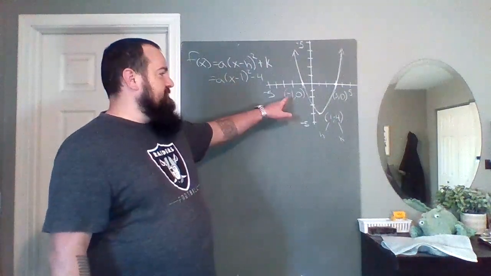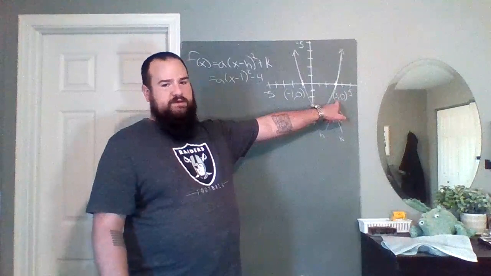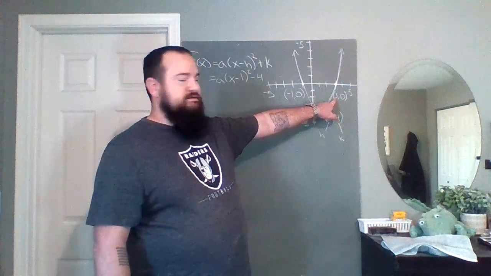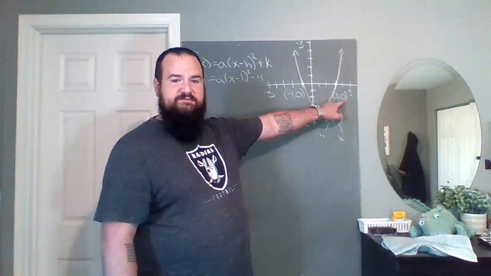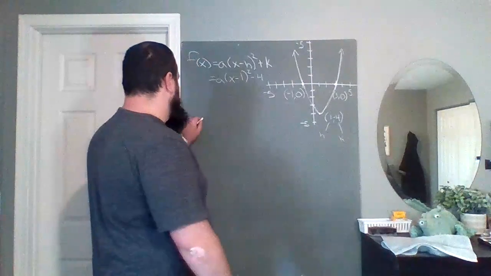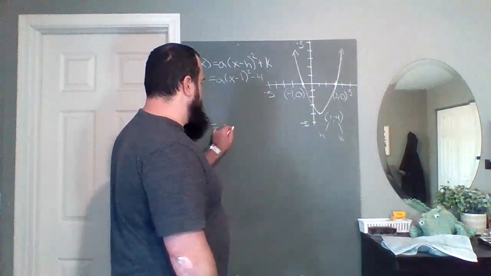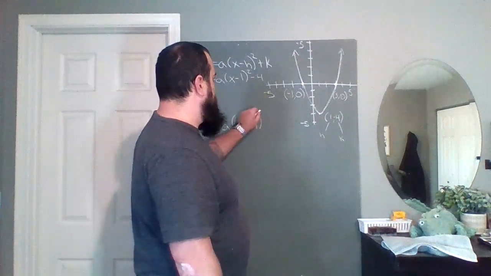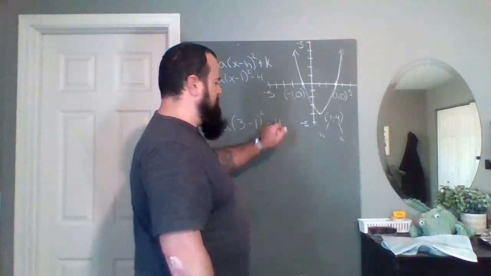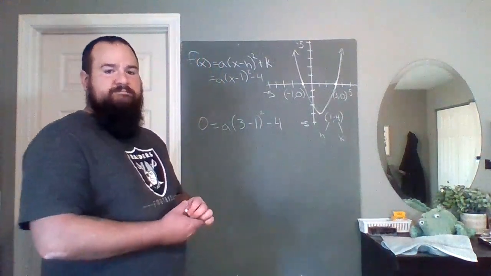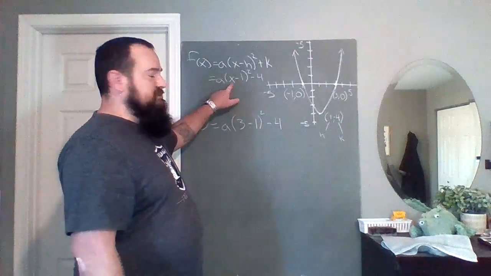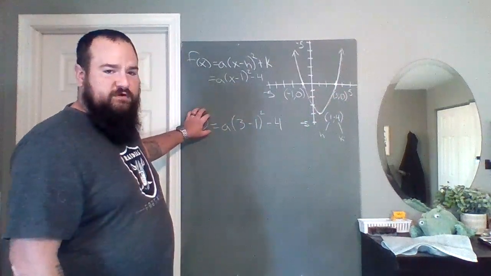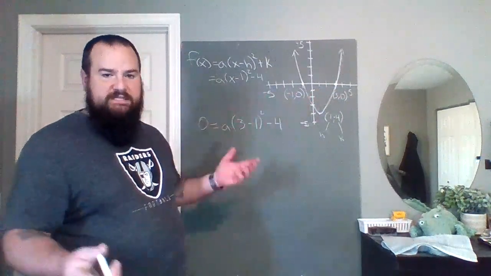So just for the sake of not having negatives, if we don't have to, I'm going to use this point here, 3, 0. So remember, this point being on this function means that when x is 3, f of x is 0. So the equation I get is 0 equals a times 3 minus 1 squared minus 4. Okay, so the only thing I did is I replaced the x value with the x value of the point that I had, and I replaced the f of x, or the output of the function, with the output at that point. Now I just have this nice simple equation.